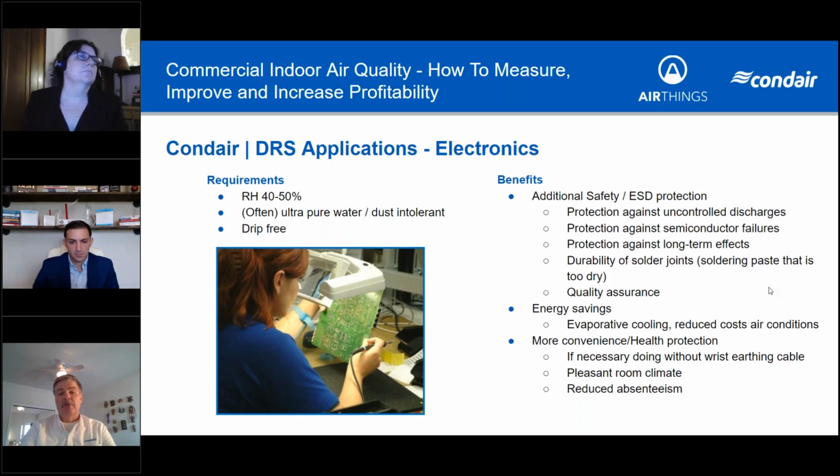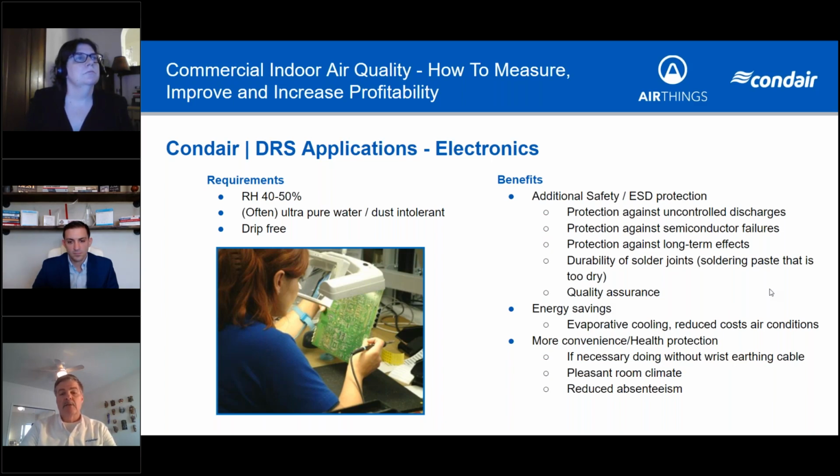Also, ESD protection is a huge application for this. There have been some reports done within the electronics industry that say up to one third of damaged boards and components are directly attributable to ESD. And when we have the correct level of humidity, which turns out to be between 40 and 60% RH, it drastically reduces the ESD problems that you can experience in the facility.